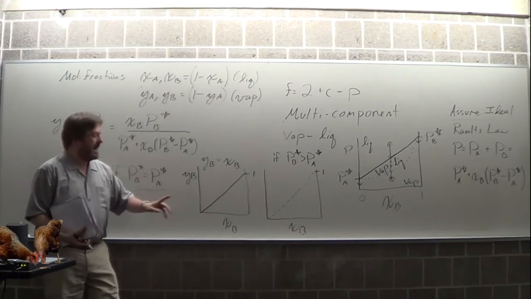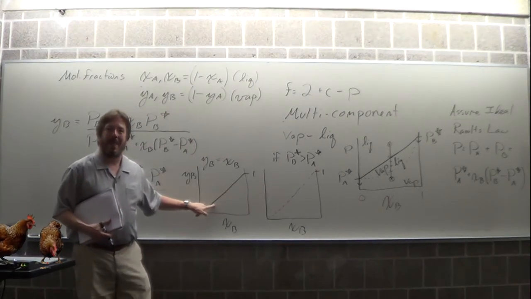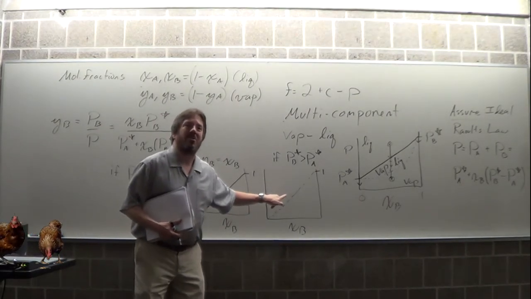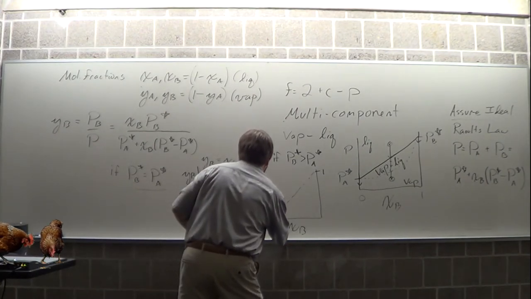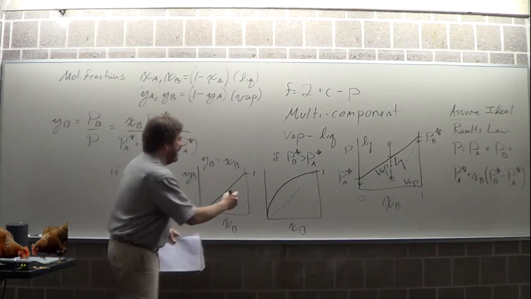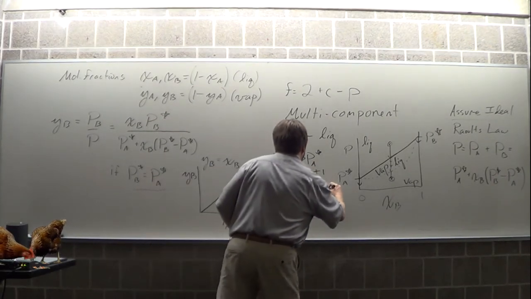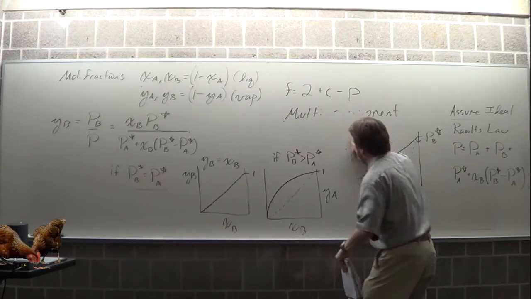Okay, now I'm just drawing a dotted line from where this used to be. But if the pure partial pressure of B is greater, then this curve actually looks like this. Again, this is a mole fraction. Let me wipe out some of this distracting stuff.